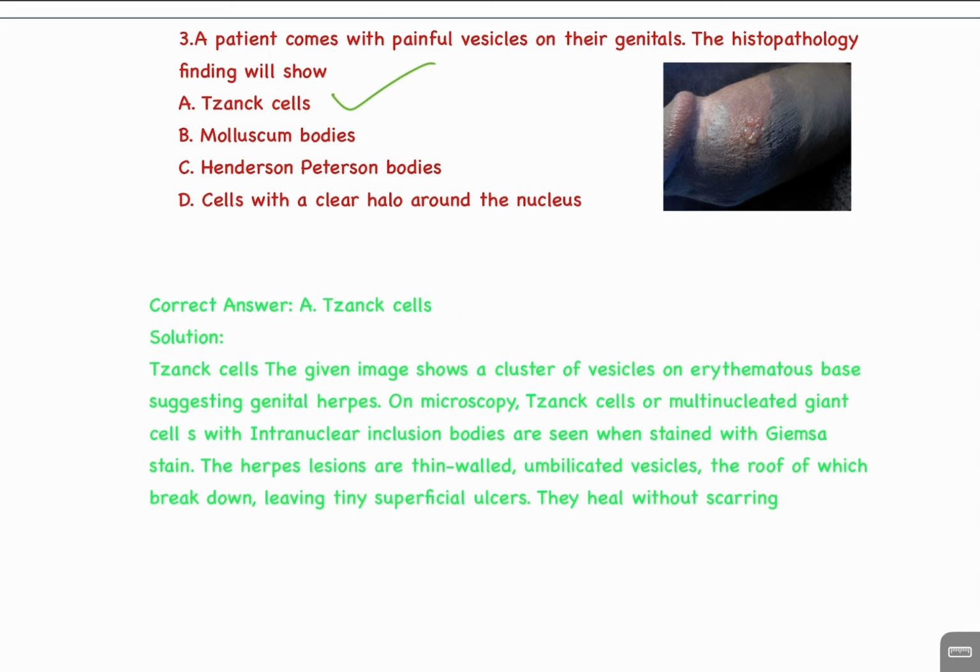Tzanck cells. The given image shows a cluster of vesicles on an erythematous base suggesting genital herpes. On microscopy, Tzanck cells, or multinucleated giant cells with intranuclear inclusion bodies, are seen when stained with Giemsa stain. The herpes lesions are thin-walled, umbilicated vesicles, the roof of which breaks down, leaving tiny superficial ulcers. They heal without scarring.